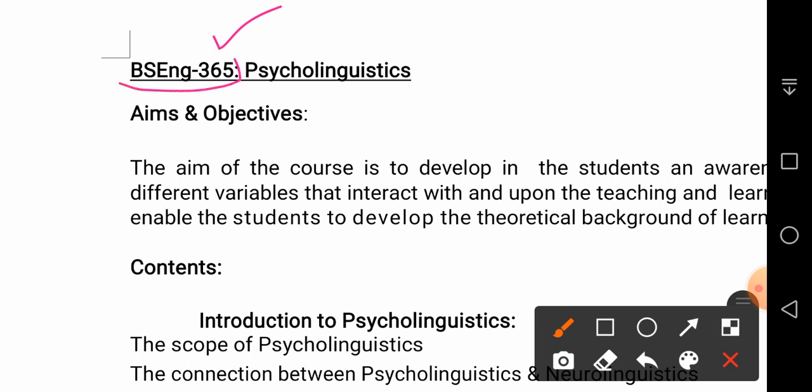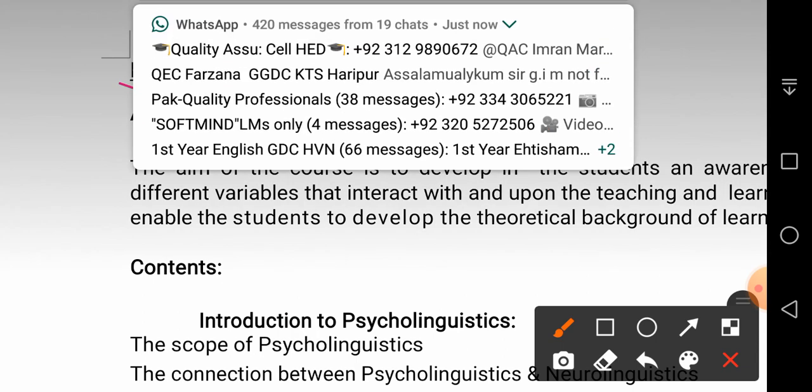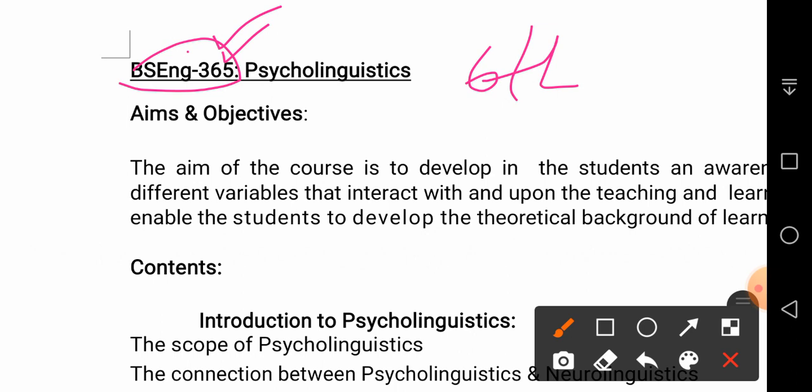Now the code means here that it is the third year. BS students are in the third year now, and 6 means semester. So the 6th semester is the course, and it is the third year and course number 5. 3 shows the year, 6 shows the semester, and 5 means your course number.